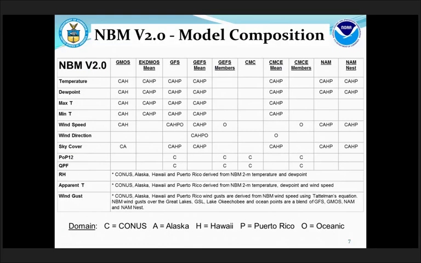This is what the spreadsheet now looks like for version 2.0. We're up to 12 elements and a larger set of models that are used, and the letters are indicative of which models are used for which domains. I'll leave that up for a moment, but for the sake of time, I'm going to keep going.